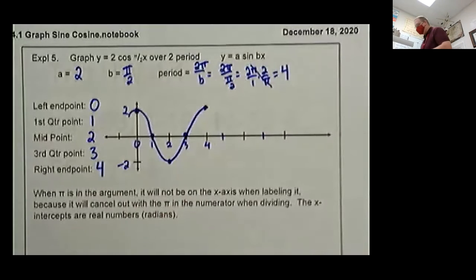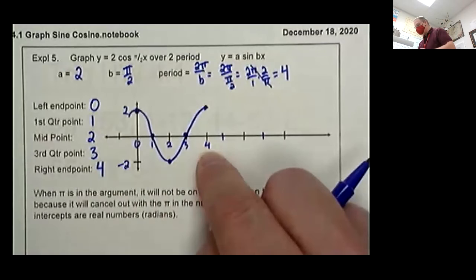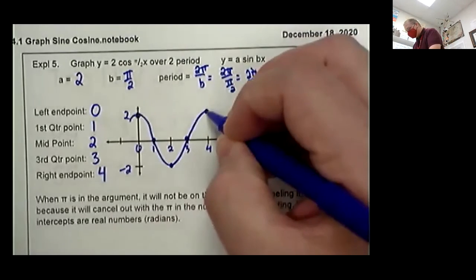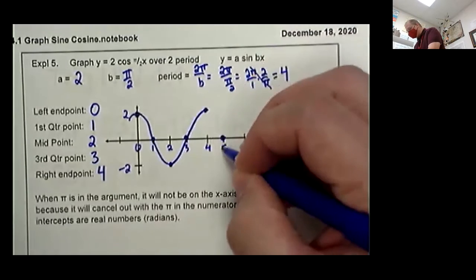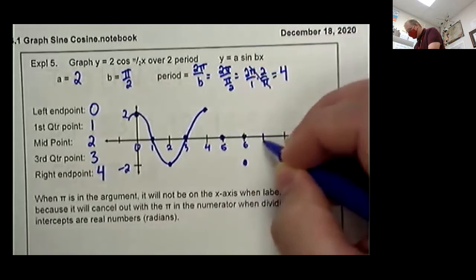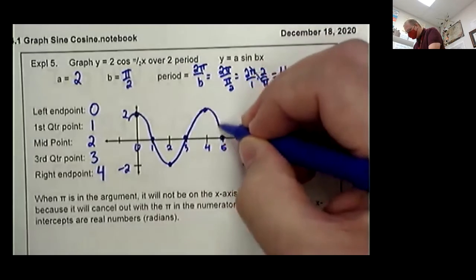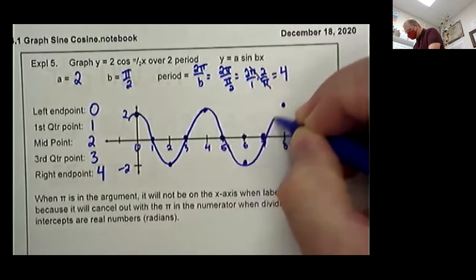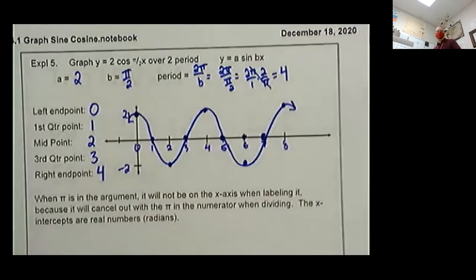Well, to do that again, we're just going to repeat the process. Notice the endpoint of the first period is the same as the first left endpoint for the next period. So we're starting again at 4, at 2. At 5, we're back to 0. At 6, we would be back to -2. At 7, we're back to 0. At 8, we're back to +2. So there is completing our 2 periods for the graph y equals 2 cosine pi halves x.